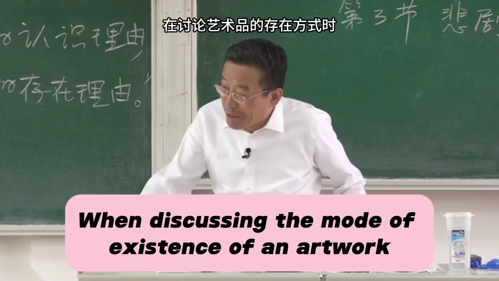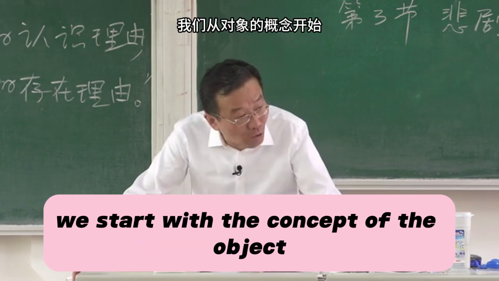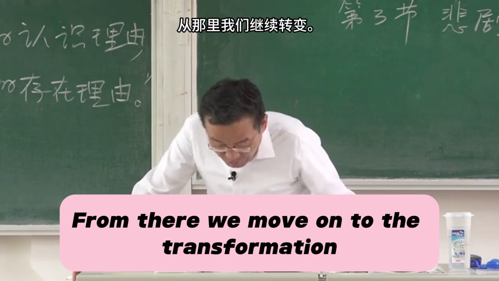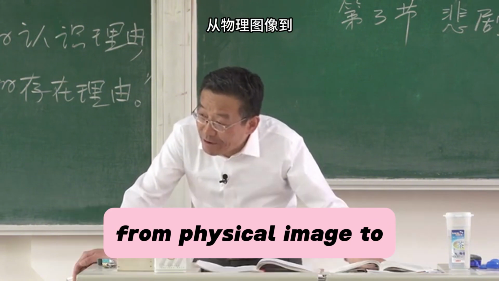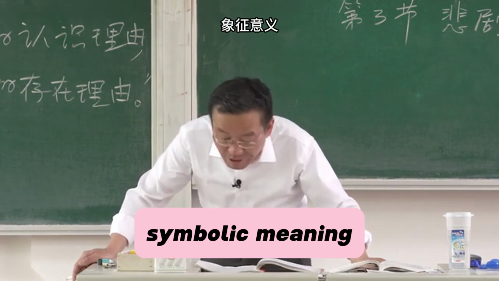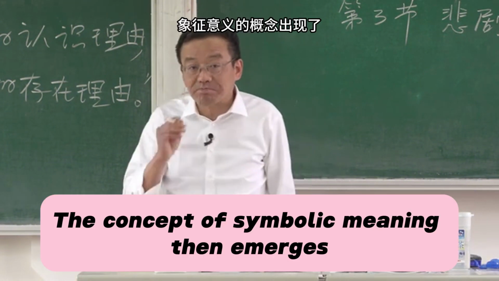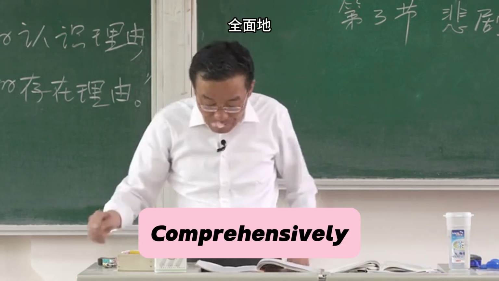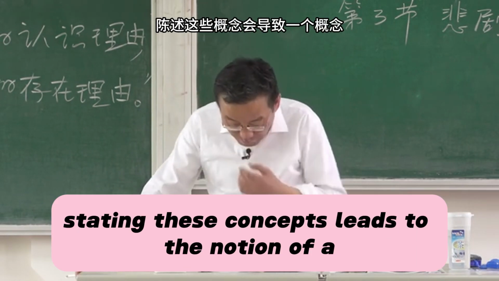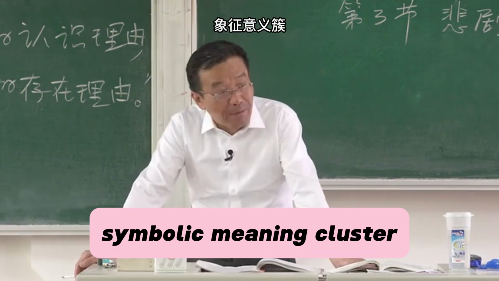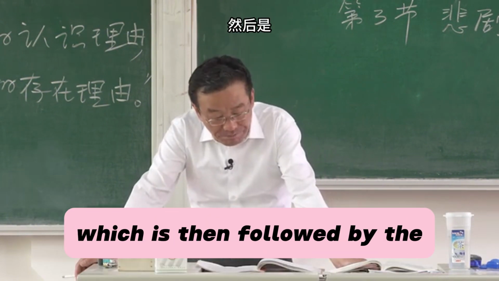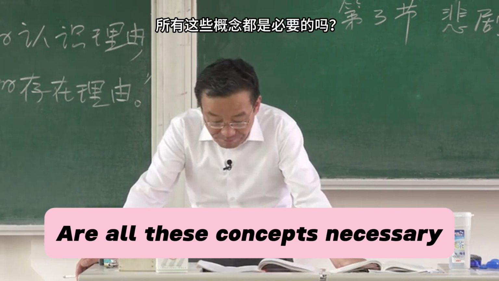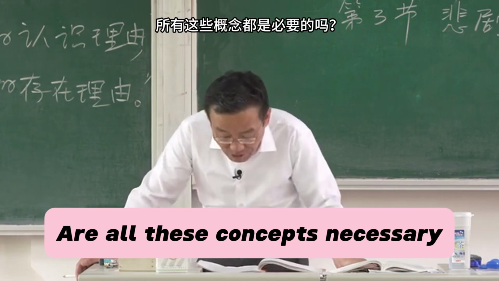When discussing the mode of existence of an artwork, we start with the concept of the object. From there, we move on to the transformation from physical image to symbolic meaning. The concept of symbolic meaning then emerges. Comprehensively stating these concepts leads to the notion of a symbolic meaning cluster, which is then followed by the context of formal completeness. Are all these concepts necessary?